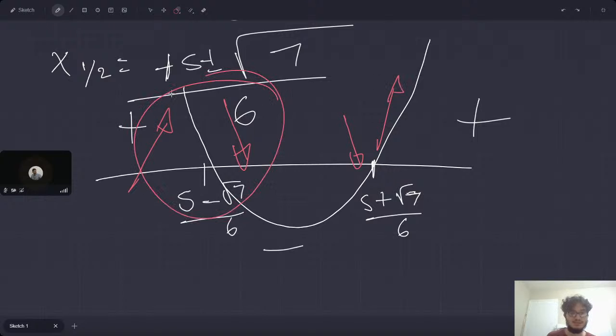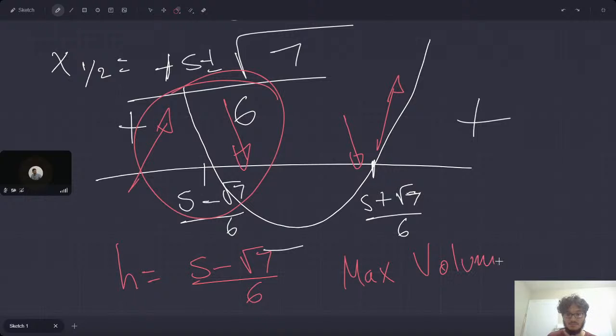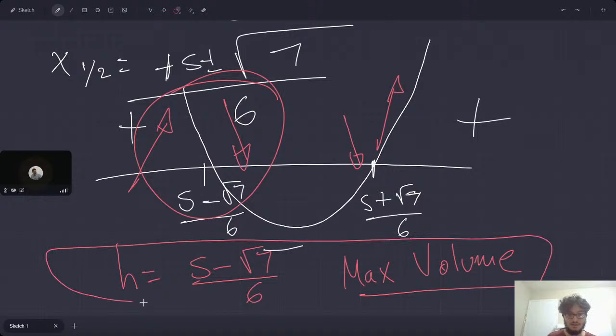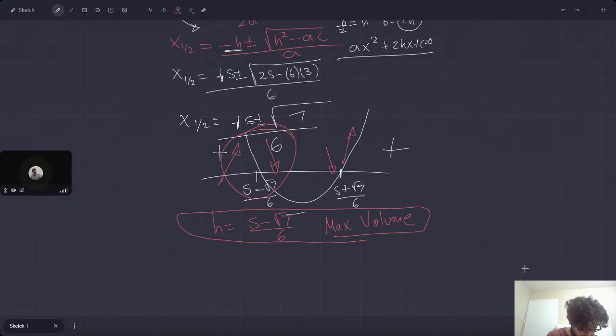So then the maximum is over here, the local max. So when the height is cut out at 5 minus square root of 7 over 6, you have a max volume. Okay, so that's an optimization problem. A classic, right?